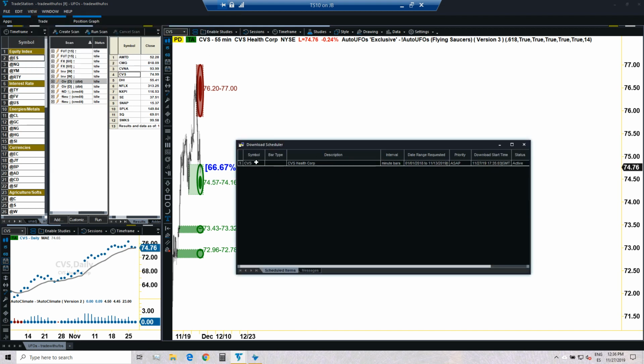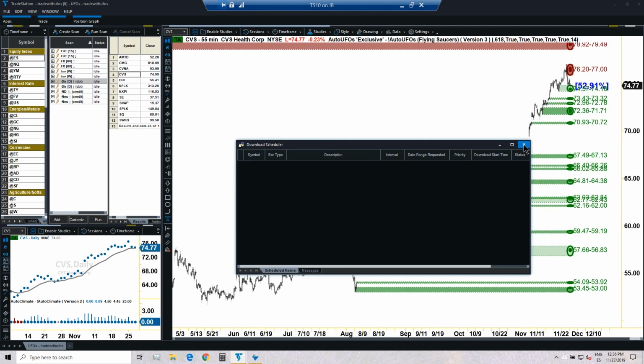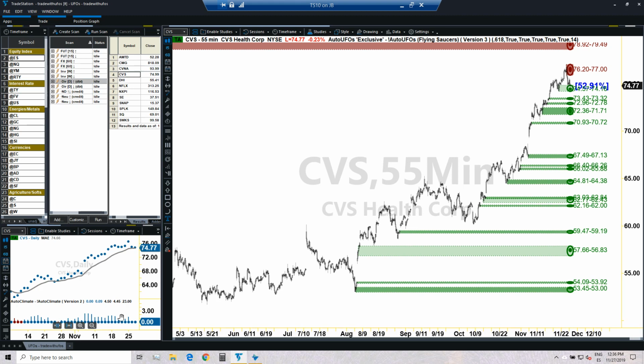Okay, again, not sure why the downloads today are looking to be so slow. In any case, doesn't matter really. Look at the amazing climate that CVS had. We got 23 candles in a climate that was supposed to last for 5. Talk about an extended move.